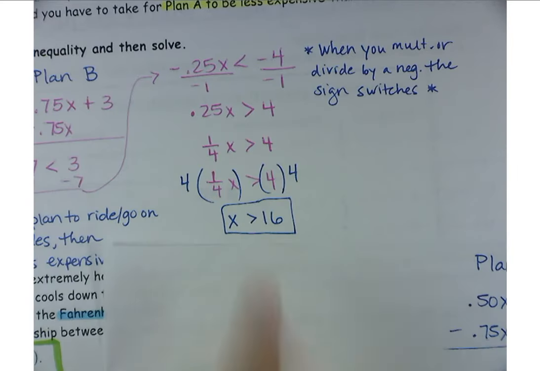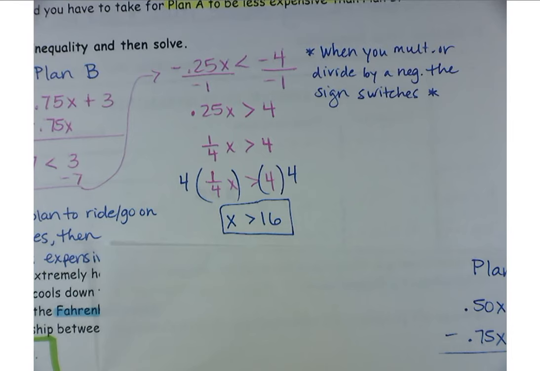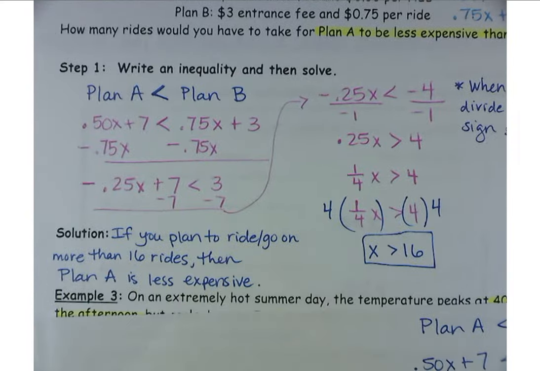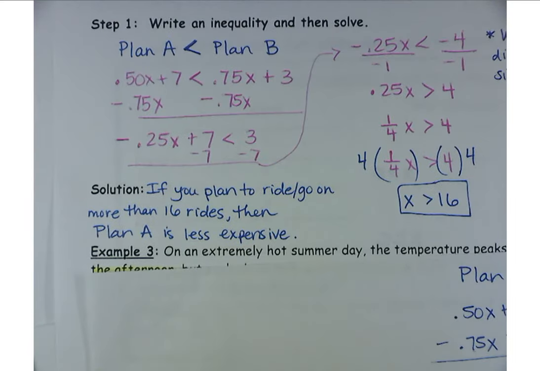Okay, so now let's interpret that in terms of the problem. So if x is greater than 16, what does that mean? More than 16 rides. Okay, yeah, so if you ride more than 16 rides, then what though? Then Plan A is less expensive, or Plan B is more expensive. Okay, so I said if you plan to go on more than 16 rides, then Plan A is less expensive.